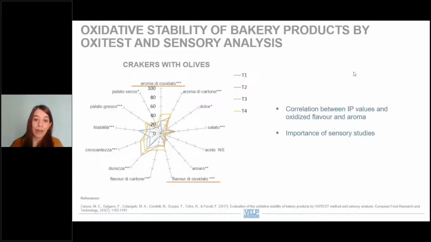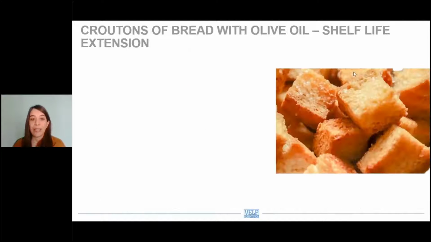What we found was interesting because there was a correlation between induction period and oxidized flavor and aroma. However, with this study, we also highlighted the importance of sensory studies in the definition of the shelf life of a product. So now let's see another example.